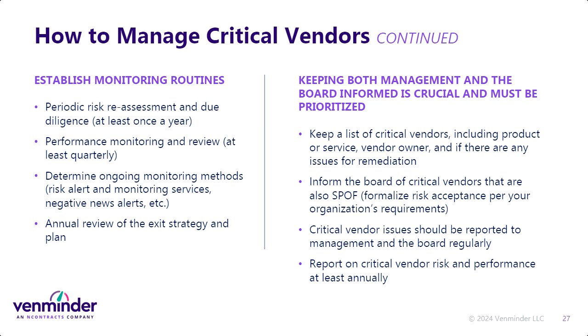But in addition to all of these activities, you should be keeping senior management and the board informed of these critical vendors throughout the relationship. This means keeping a list of your critical vendors and informing the board of any single points of failure. Any issues with your critical vendors should also be reported regularly, along with the status updates so they know when these issues are still open or closed. And those performance reports should also be presented to senior management and the board at least annually.